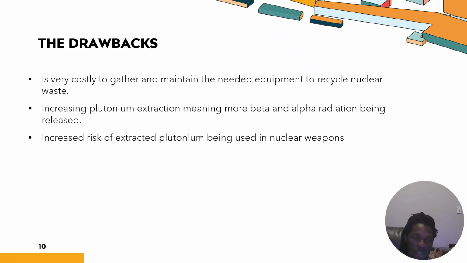However, the more costly drawbacks are that plutonium extraction increases, and plutonium releases a lot of beta and alpha radiation, which ionizes the surrounding particles and causes them to be radioactive and unstable, and are very deadly for humans. And with the increased extraction of plutonium, it could increase certain countries' reasons for creating nuclear weapons, such as nuclear warheads.